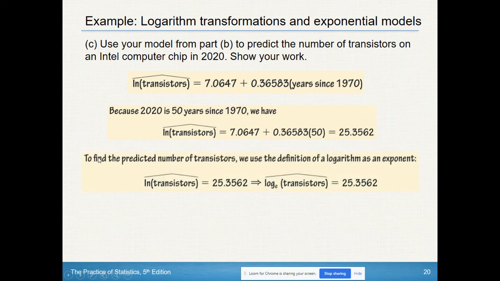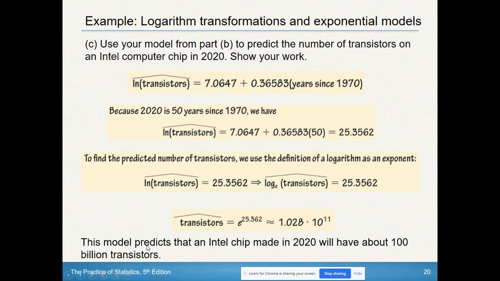25.3562. And to find the number of transistors, we use the definition of a logarithm as an exponent. This is base e, so we raise e to that power, 25.3562. And that comes out to be about 1.028 times 10 to the 11th. So the model predicts that an Intel chip made in 2020 will have about 100 billion transistors. Might be interesting to see what that actually is. I've not researched it, so you might want to pause the video and look to see what it is and see if Moore's law is holding true even today.